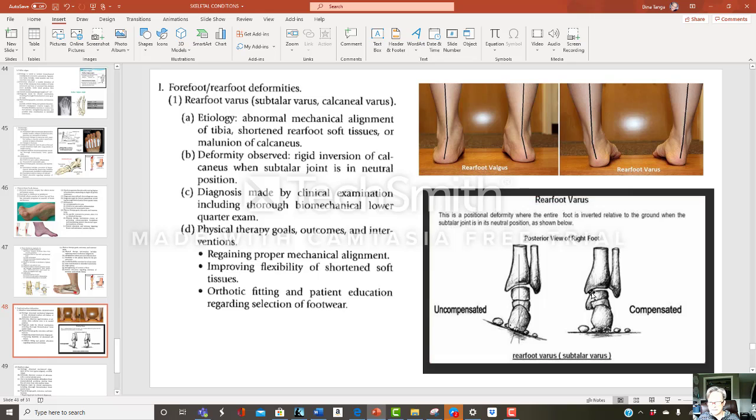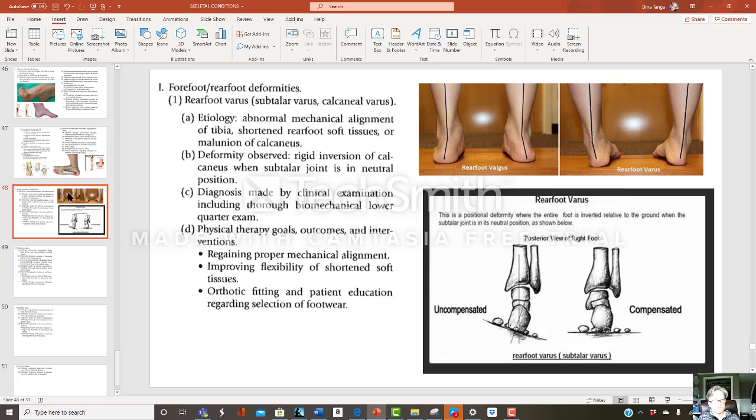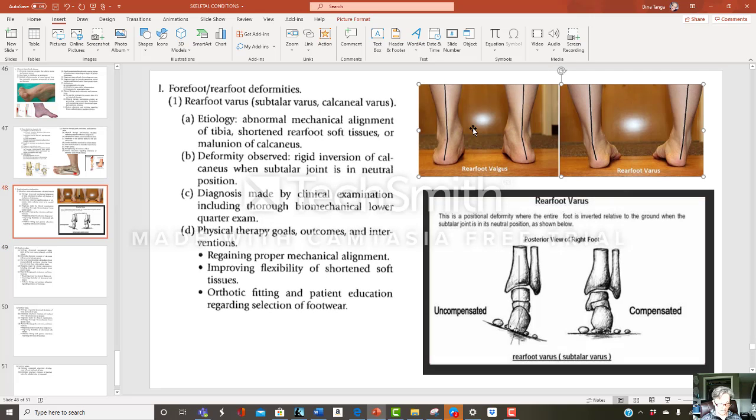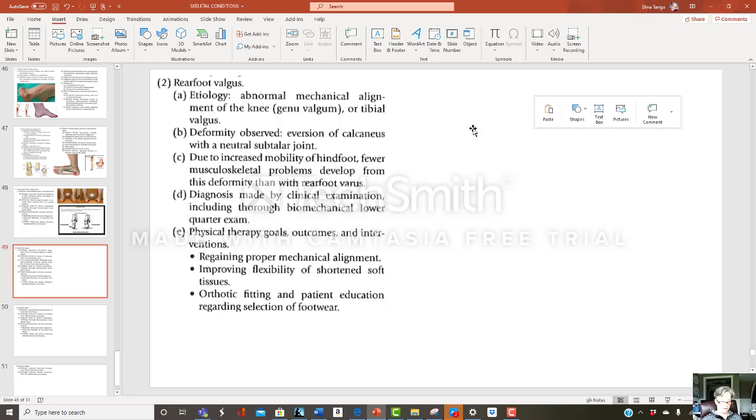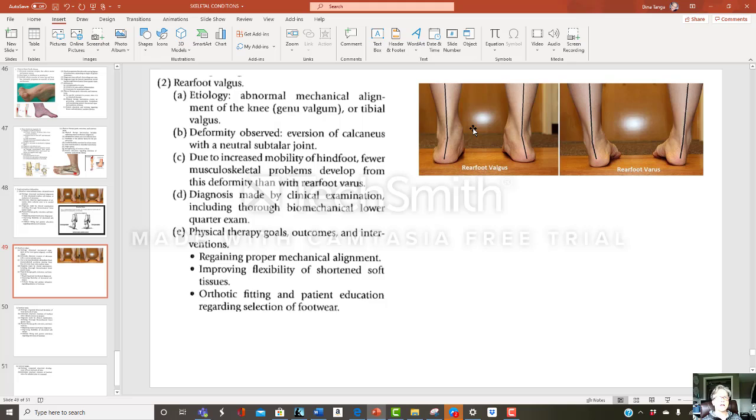Notice what happens to the subtalar joint. So, rear foot valgus. We'll go ahead and copy the picture and bring it down here. Rear foot valgus etiology: abnormal mechanical alignment of the knee, genu valgum, or tibial valgus.